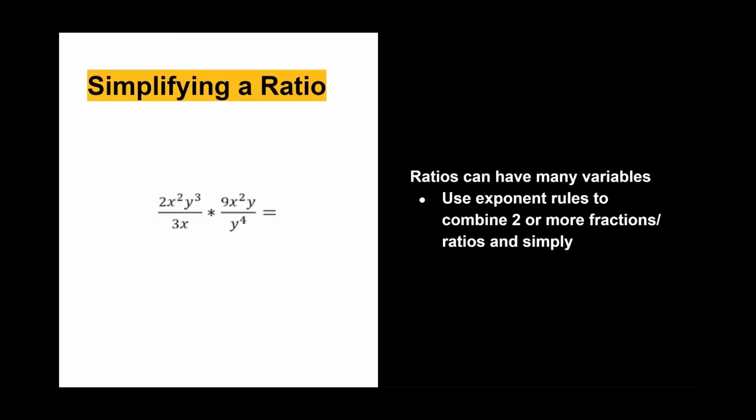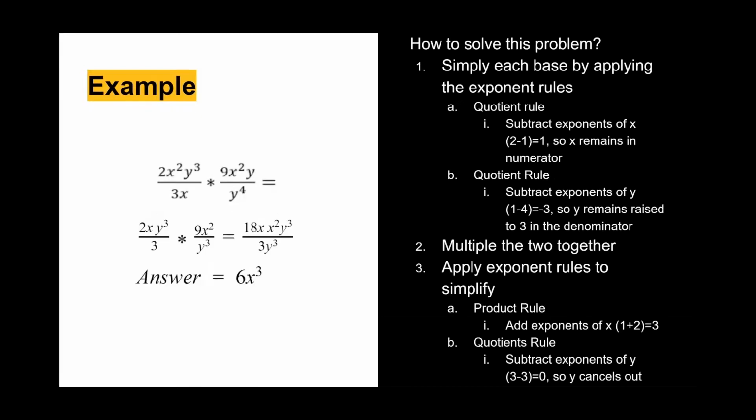So ratios can have many variables. So you use the exponent rules to combine 2 or more fractions or ratios and simplify those. So we have an example here, which is just on the last slide. So for this one, how do you solve it? Basically, you simplify each base by applying the exponent rule.